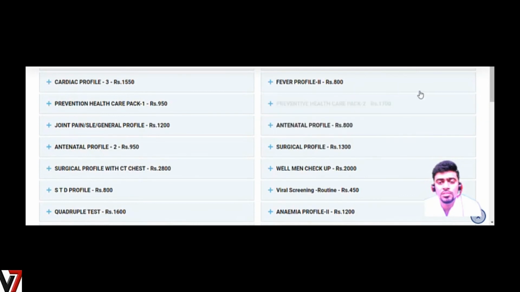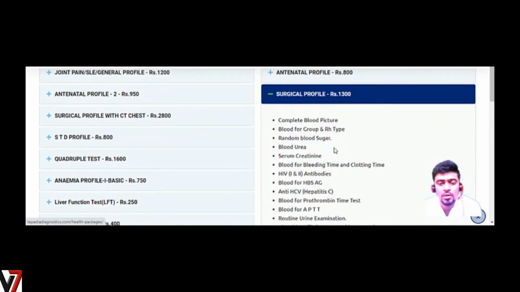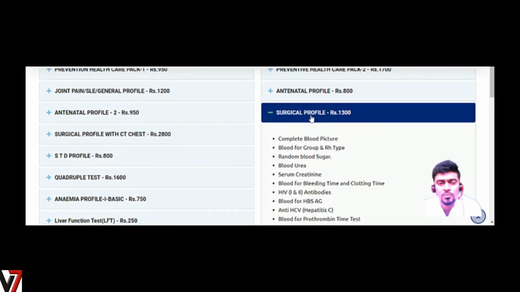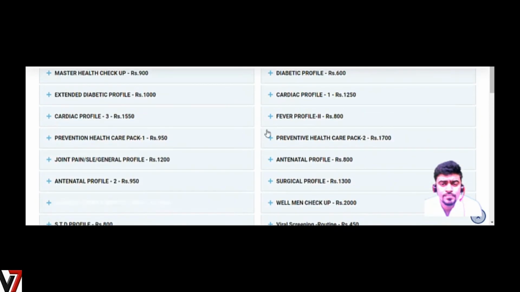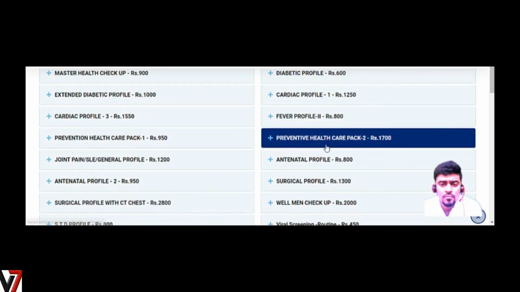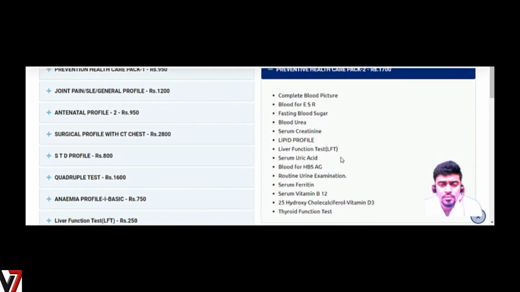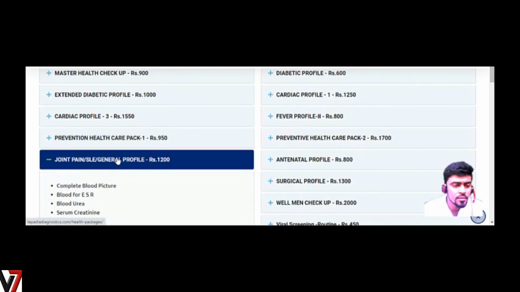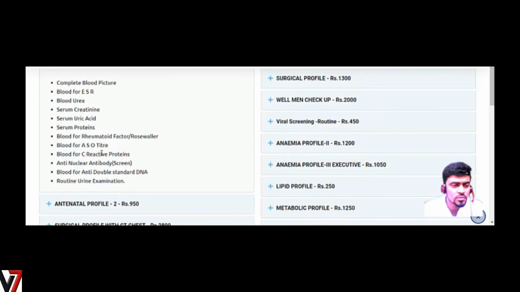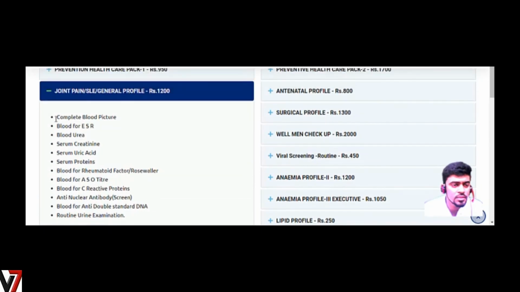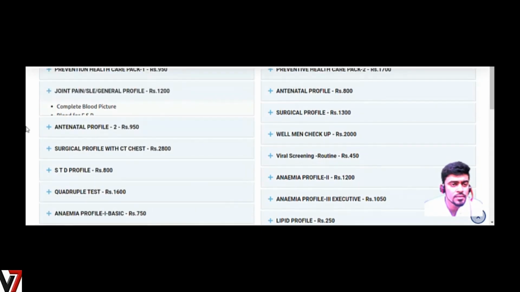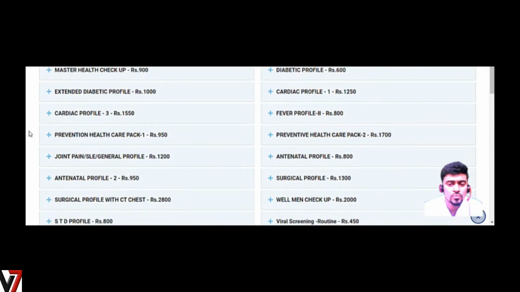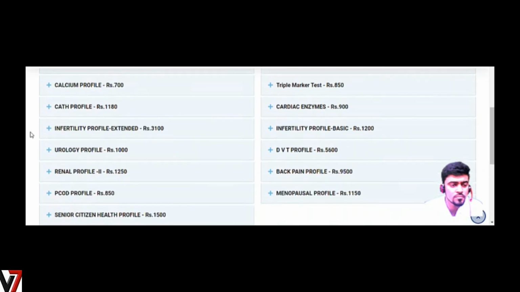Whenever a person is undergoing an operation, they will undergo this test to see whether they are eligible for the operation or not. And preventive healthcare pack, these are also mostly the same. And joint pain profile, routine urine, the same, everything is the same, complete blood picture. So mostly it is the same.